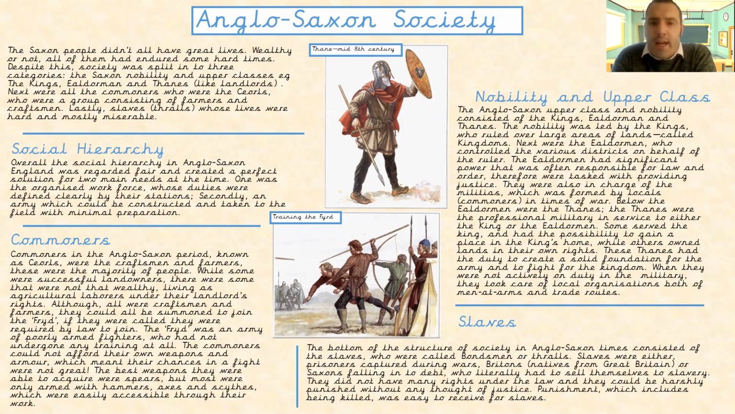And then we come to the slaves. The bottom of the structure of society in Anglo-Saxon times consisted of the slaves, who were called bondsmen or thralls. Slaves were either prisoners captured during wars, Britons, natives from Great Britain, or Saxons falling into debt who literally had to sell themselves into slavery. They did not have many rights under law, and they could be harshly punished without any thought of justice. Punishment, which includes being killed, was easy to receive for slaves.